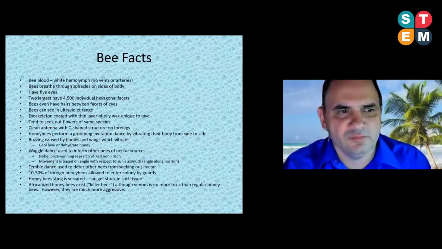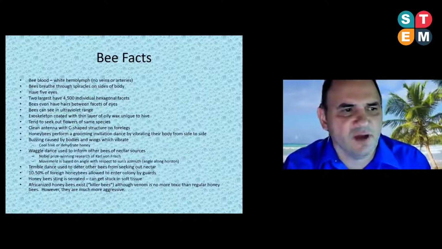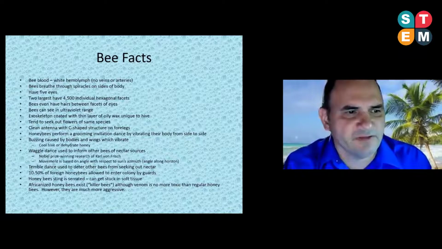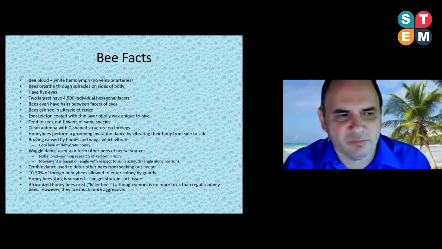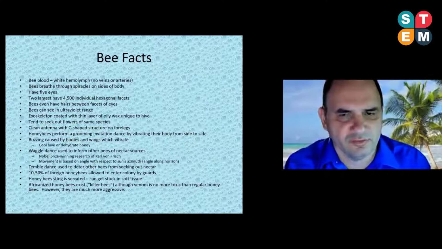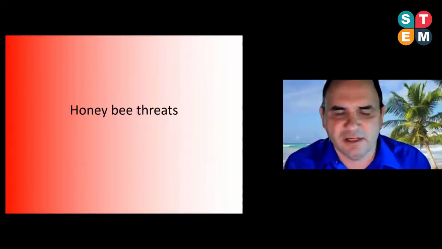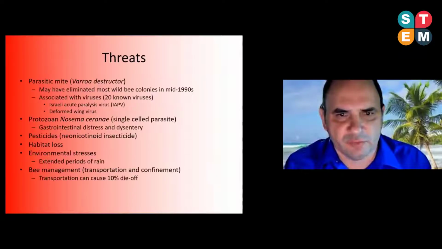A few interesting bee facts. Bees actually can see in the ultraviolet range. They tend to seek out flowers of the same species, and they have a dance they perform called the waggle dance, which is used to inform other bees of nectar sources. So honeybees have been under attack recently. They've been declining, and this is due to many threats.